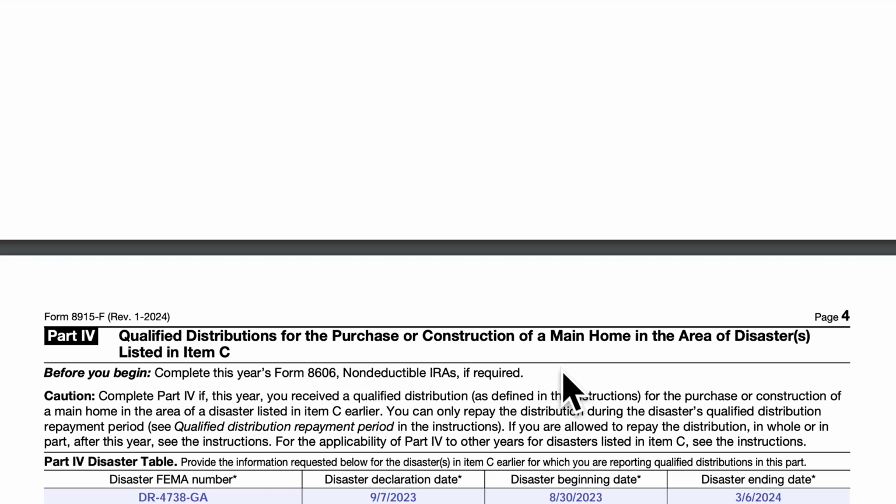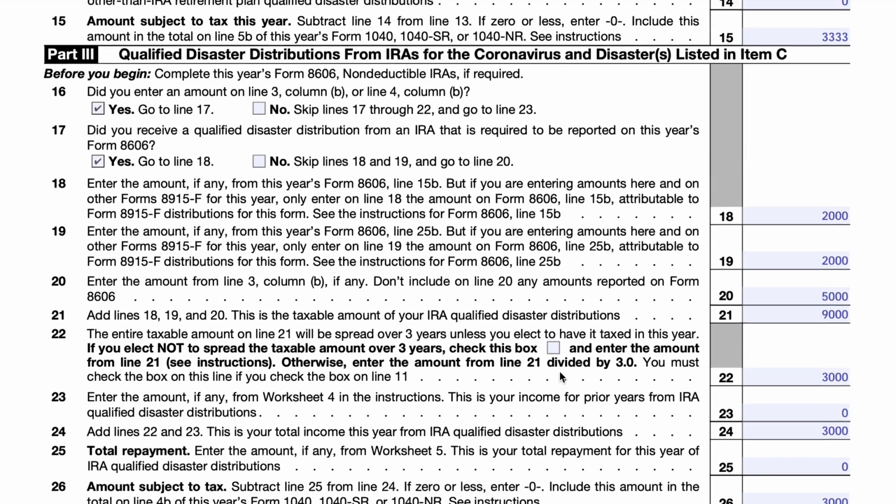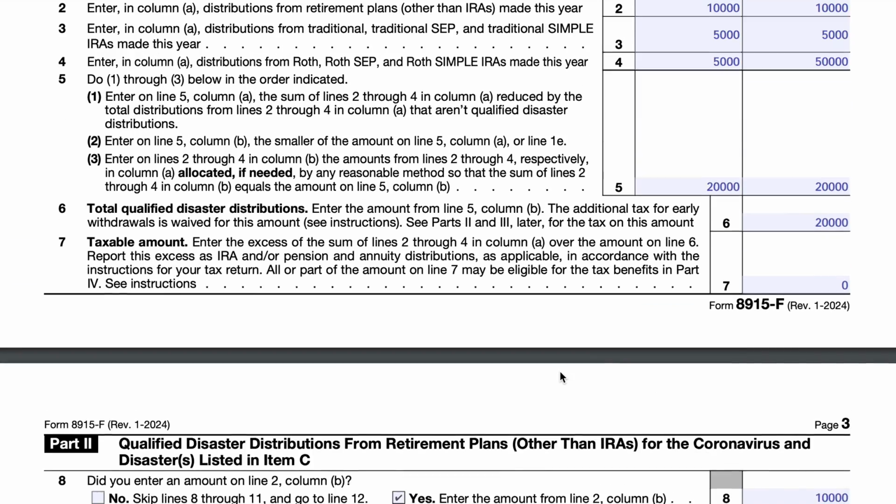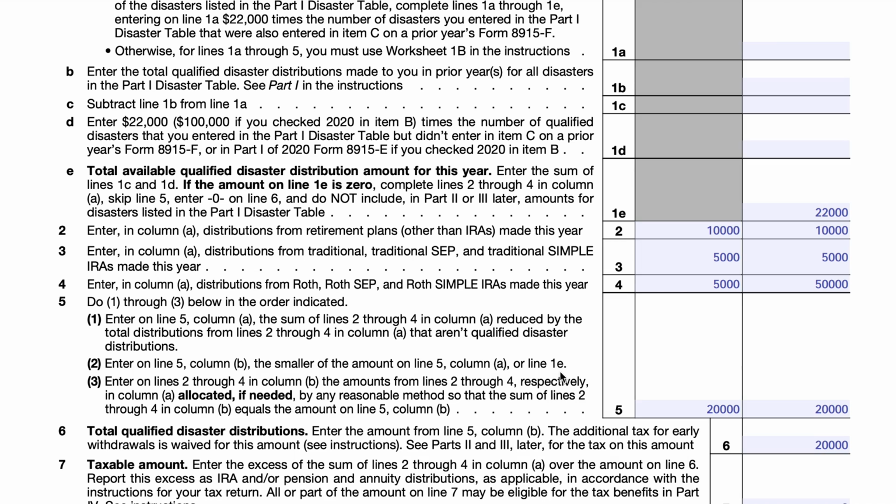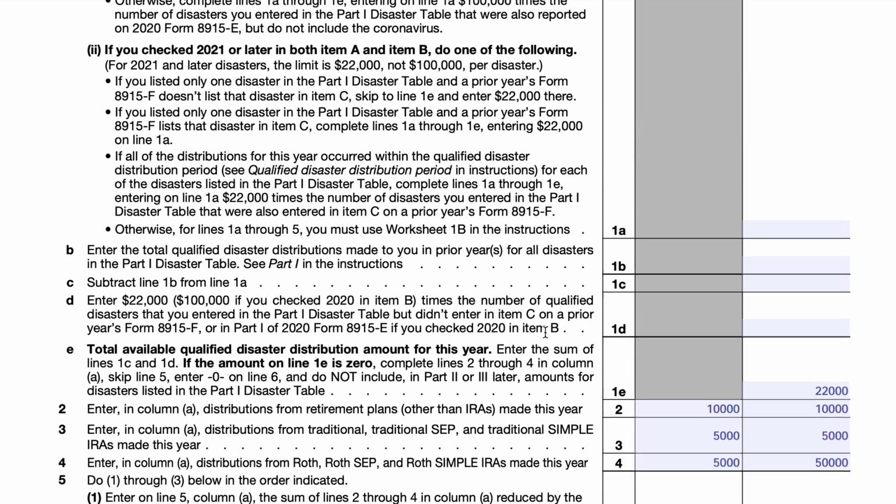In this case, our hero John Doe did take out qualified distributions from both workplace retirement plans and his IRAs, and he's using some of that money towards the purchase of a home in the disaster area. So we're going to be going through all 4 parts of this form.